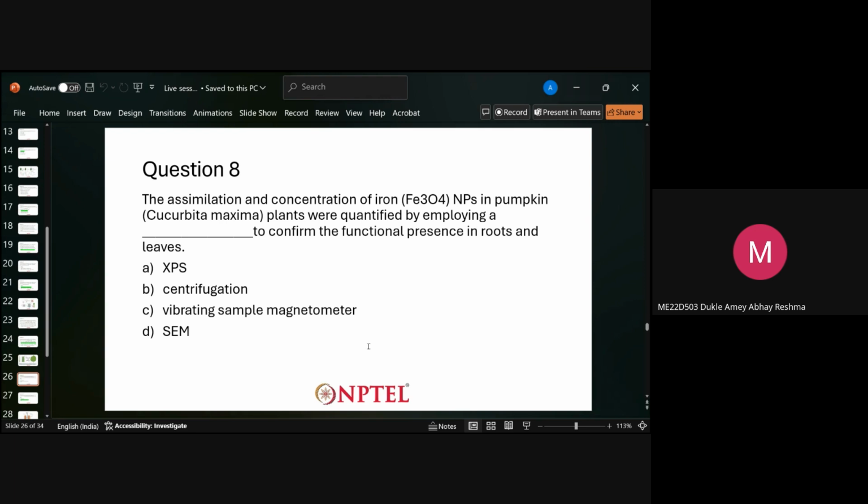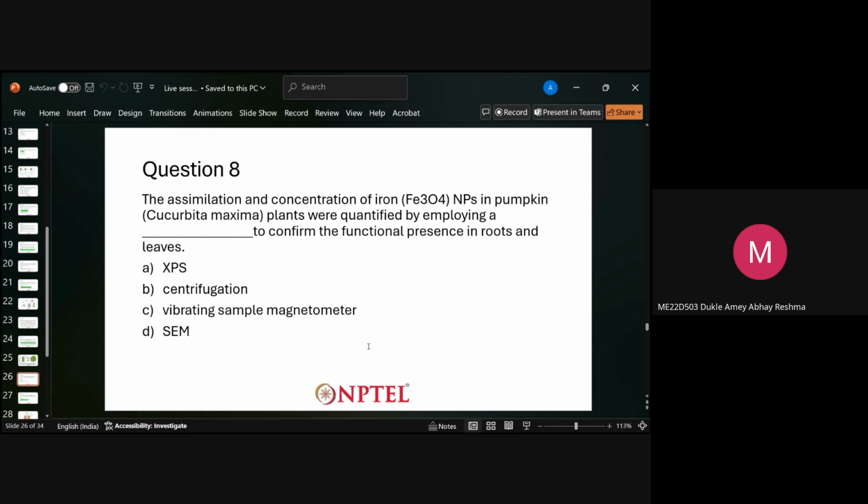So whenever you go for SEM for your characterization needs, you will see SEM plus EDS. So basically SEM is used for the surface morphology, and EDS is used for the elemental composition. So from this, here you have a material which has iron nanoparticles in the pumpkin plants.